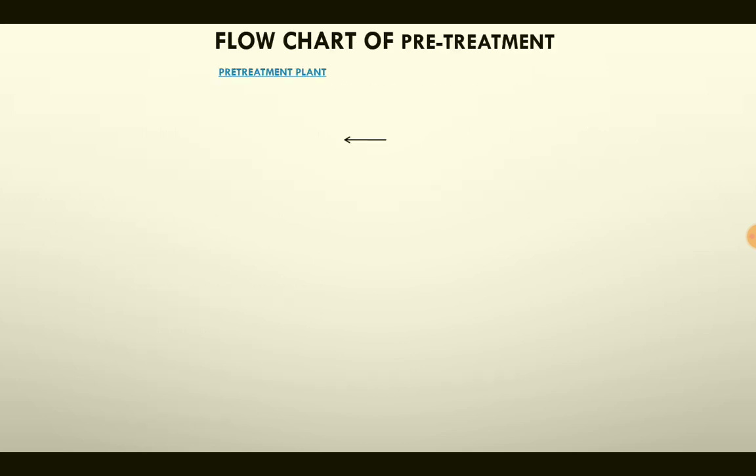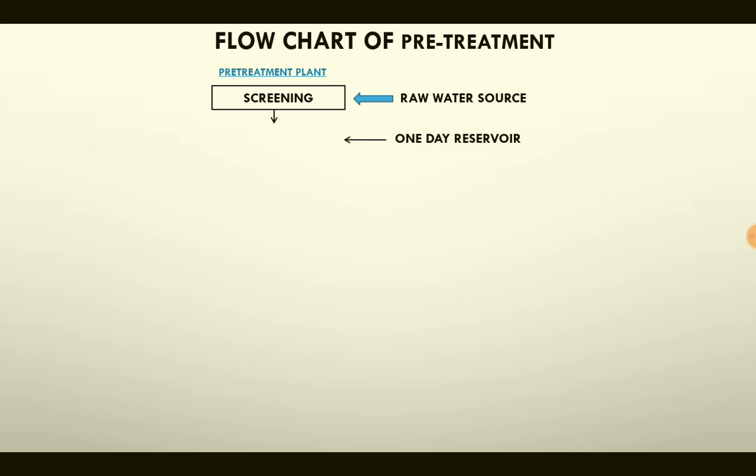In the flow chart of pre-treatment, we see that the raw water from the raw water source is taken to the pre-treatment plant. At the intake, the screens are installed to bring about the screening, and the particles of large size are removed here. Then the water is stored in the one-day reservoir where the primary sedimentation takes place. Then it is followed by aeration. Water is aerated in the aerators. Air is added to the water.